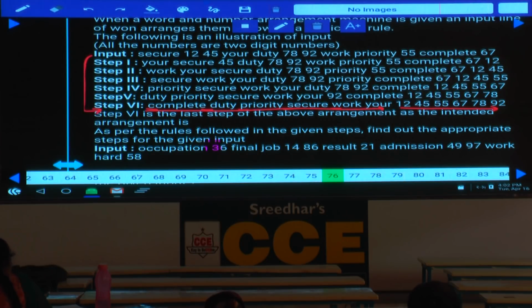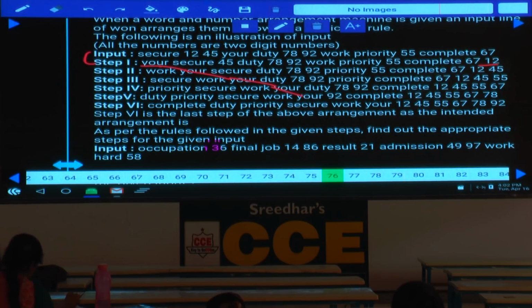Isn't it? Then now we need to find out the pattern followed in this one. In order to find out the pattern, we need to compare the input with step 1. In the first one, the highest word is arranged at the first place, and the least number, 12, is arranged at the last place. From there onwards, the word shifted to the second place in step 2, third place in step 3, fourth place in step 4, and fifth place in step 5, and finally sixth place in step 6.